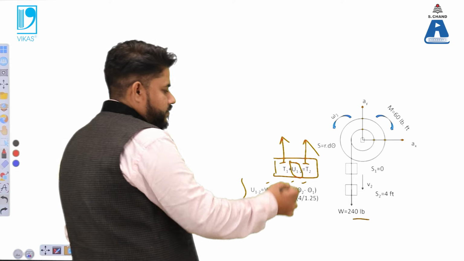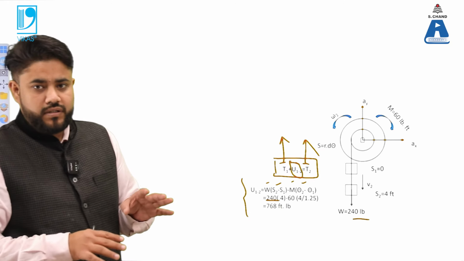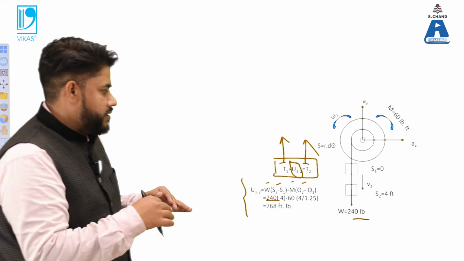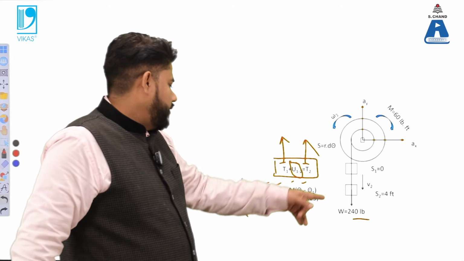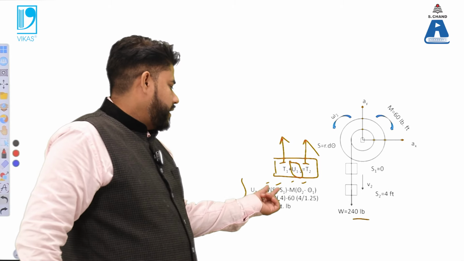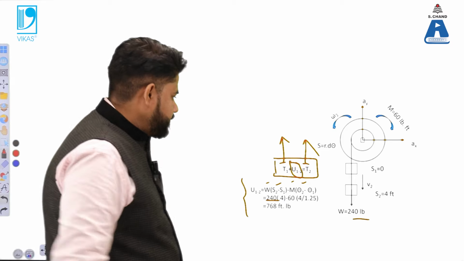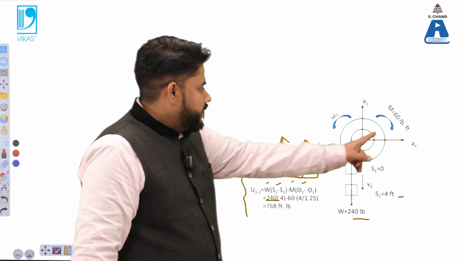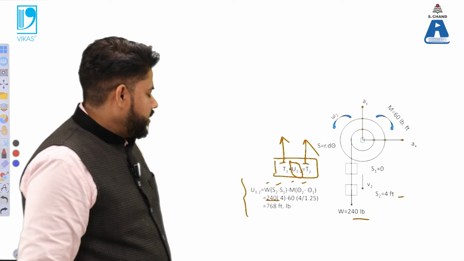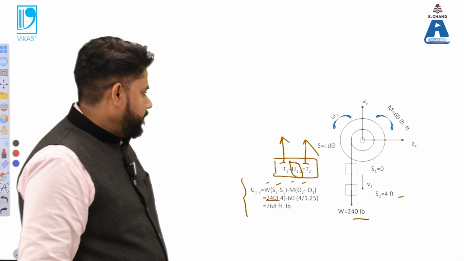And S2 minus S1 is the difference between the initial and the final distance. So the initial distance is 0 and the final value is 4. So we have the value of 4 feet. We can substitute that S2 minus S1 is 4 feet. And the moment is given to us as 60. So you can put in the value of moment as 60.